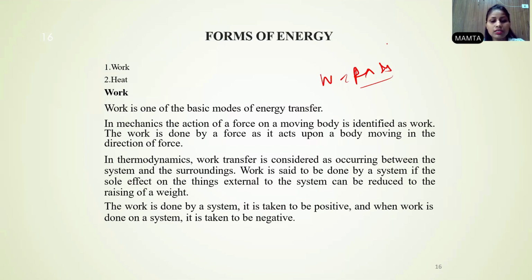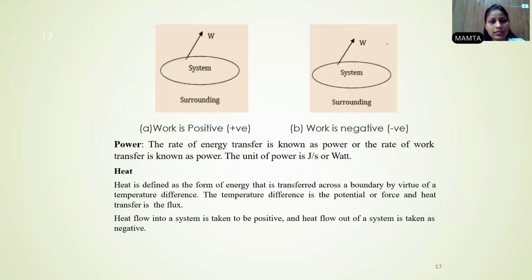If the work is done by the system, it is taken to be positive, and if the work is done on a system, it is taken to be negative. Now we have power. The rate of energy transfer, or the rate of work transfer, is known as power. Its unit is joules per second, or watt, right?